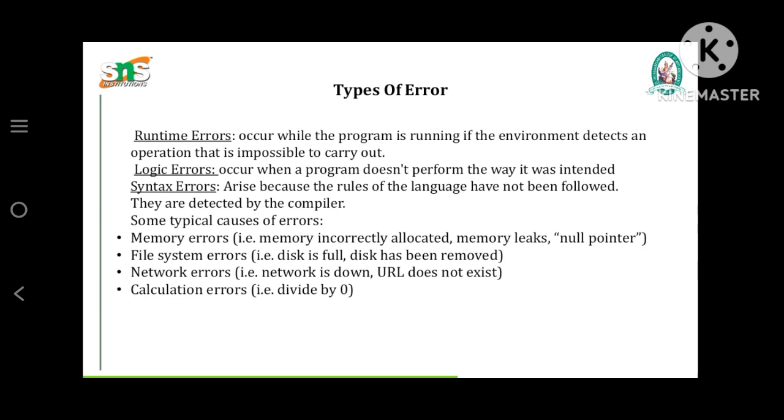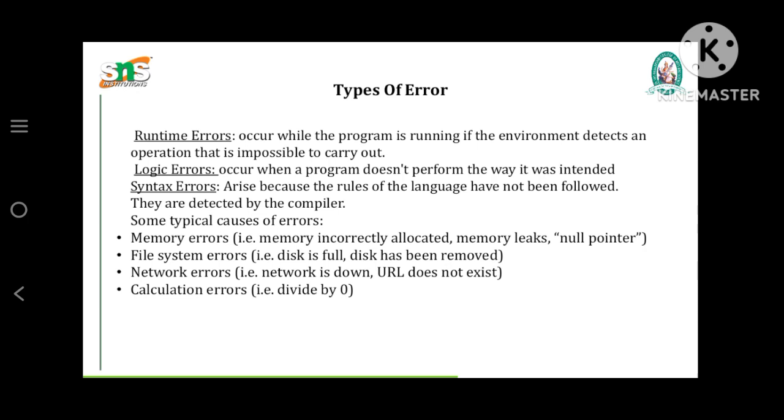Some types of typical errors are as follows: memory errors, that is, memory incorrectly allocated, memory leaks, and a null pointer being accessed. File system errors, that is, the disk is full, or the disk can be removed. Network errors, that is, the network is down or the URL does not exist. Calculation errors like divide by zero errors.